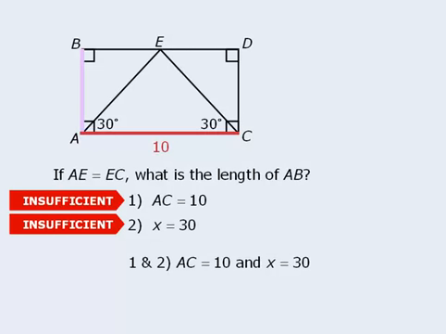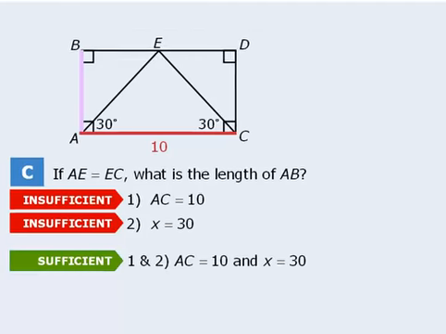Now we don't really care about what that length is. All we care about is that the two statements combined force side AB into having exactly one length, which means the statements together are sufficient, and the answer is C.